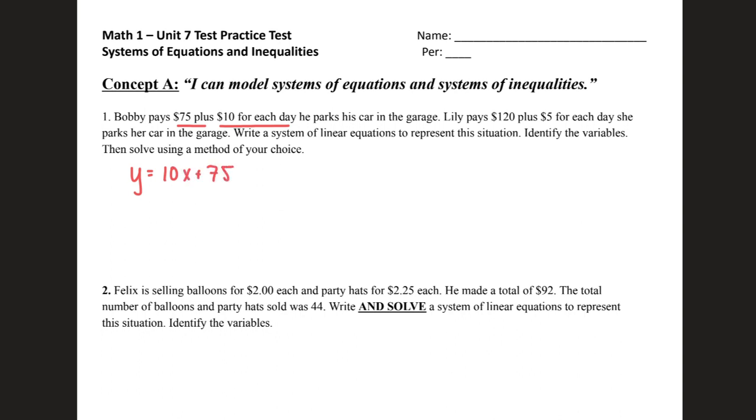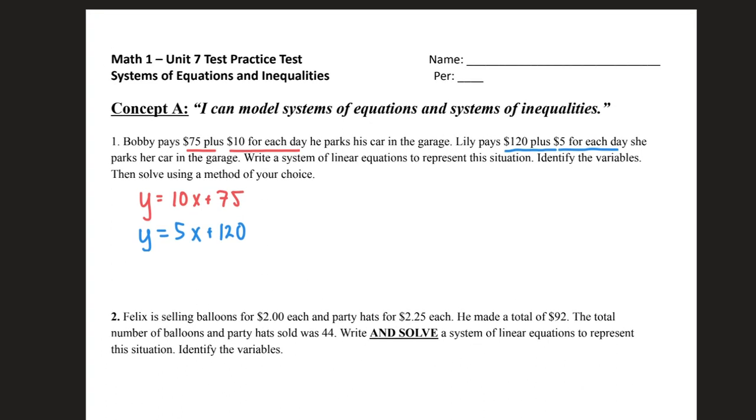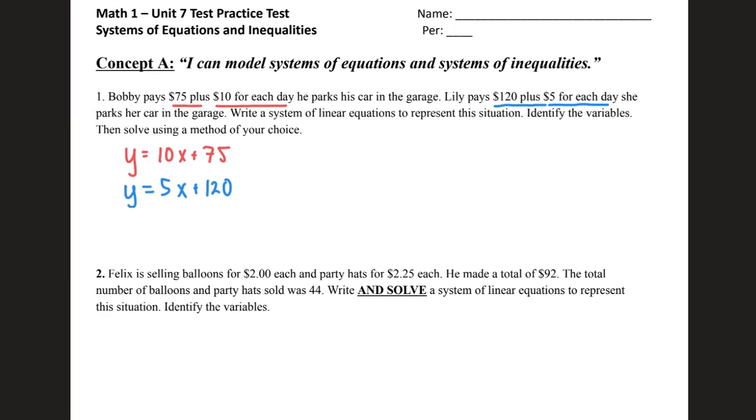And the next equation says Lily pays $120 plus $5 for each day she parks in her garage. So again, that's written in slope-intercept form. So that's $5 per day plus the initial $120. It says write a system of linear equations to represent your situation. Identify your variables. So for this particular problem, x represents the number of days, and y represents the total cost.